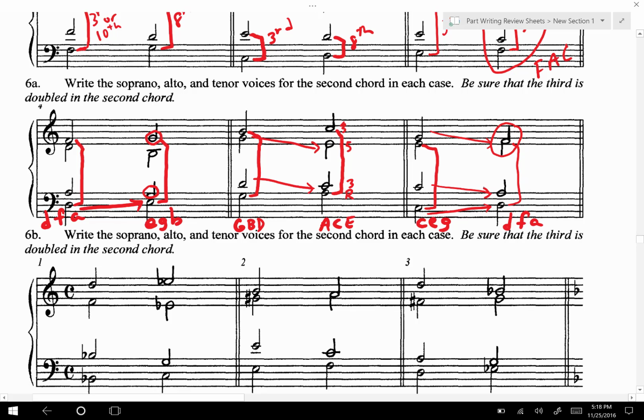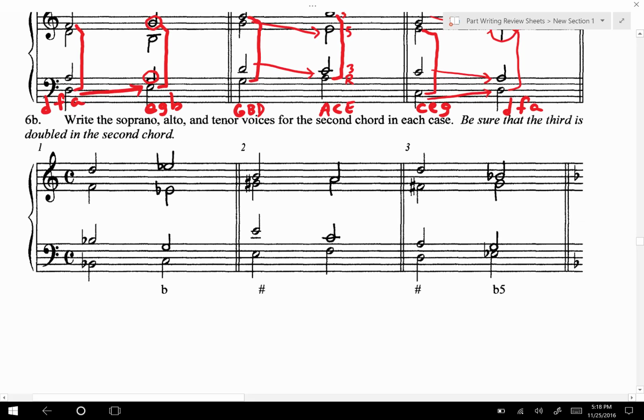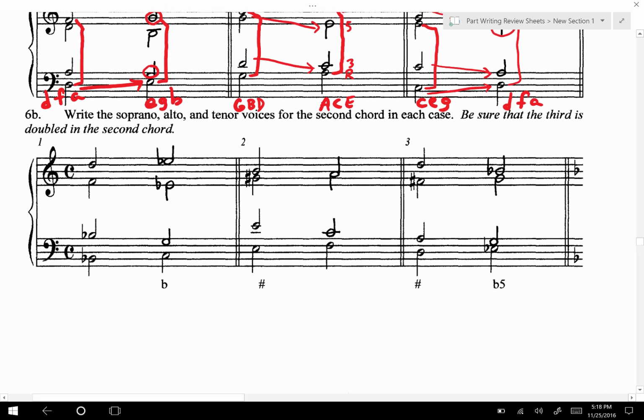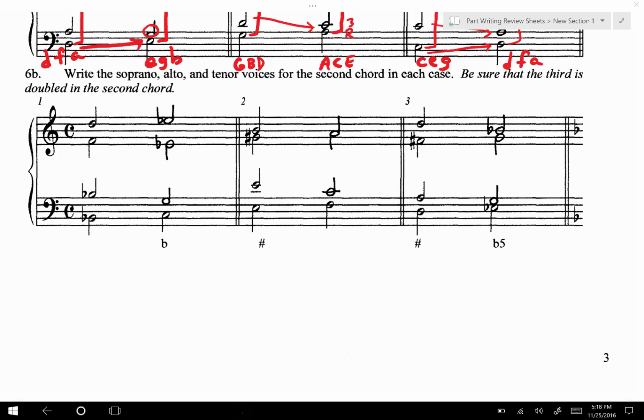For 6B, they want you to write the soprano, alto, and tenor voices for the second chord in each case. Again, doubling the third in the second chord. Let's build our triads.